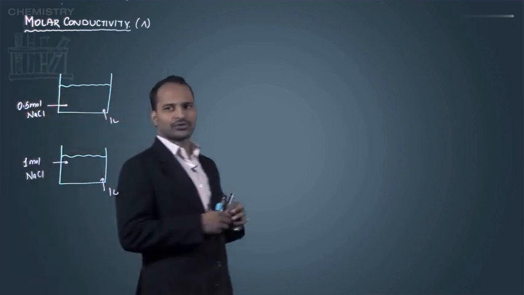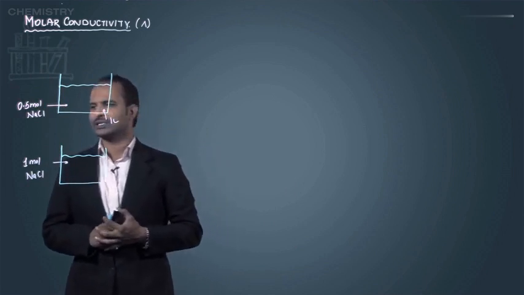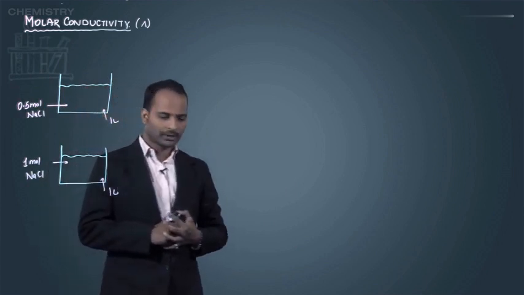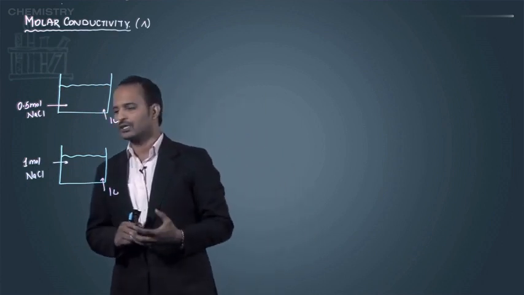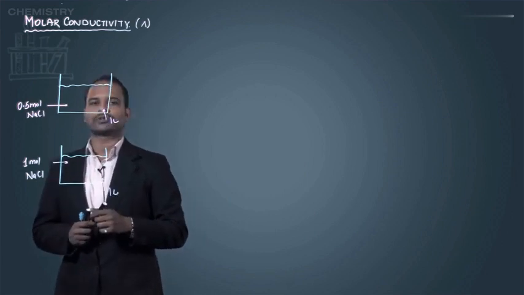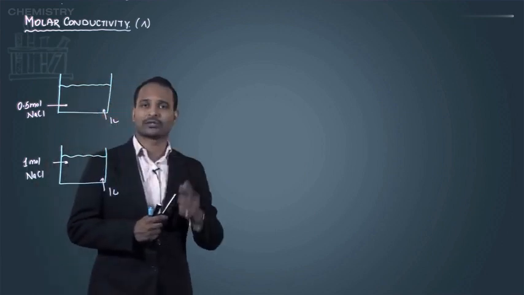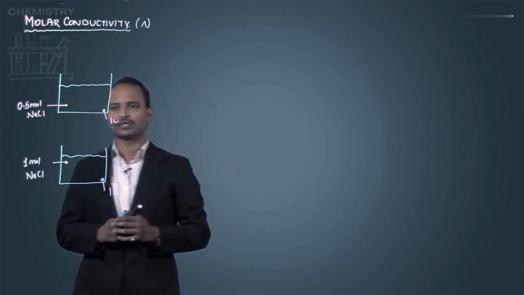So we have two solutions, and both are made up of the same electrolyte, that is NaCl. The difference is that the first one contains 0.5 moles of NaCl and the second one contains 1 mole of NaCl. 0.5 moles of NaCl in 1 liter means I can say it is a 0.5 molar solution, while this can be considered as a 1 molar NaCl solution.